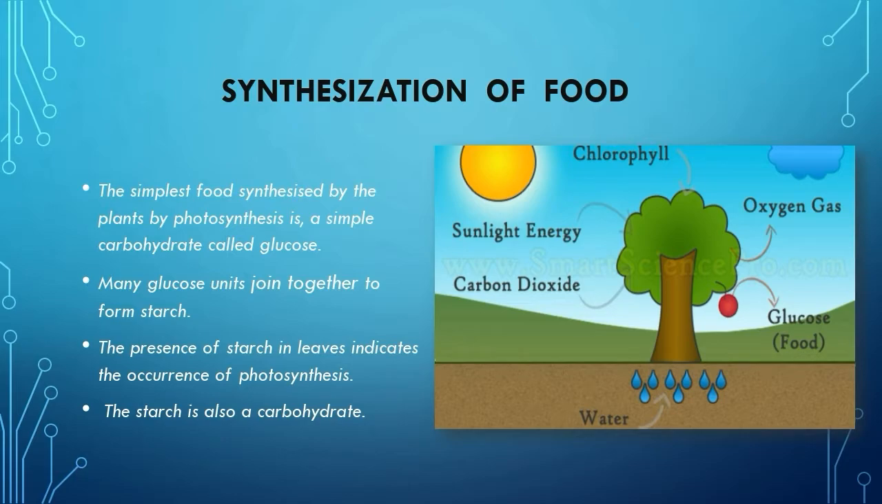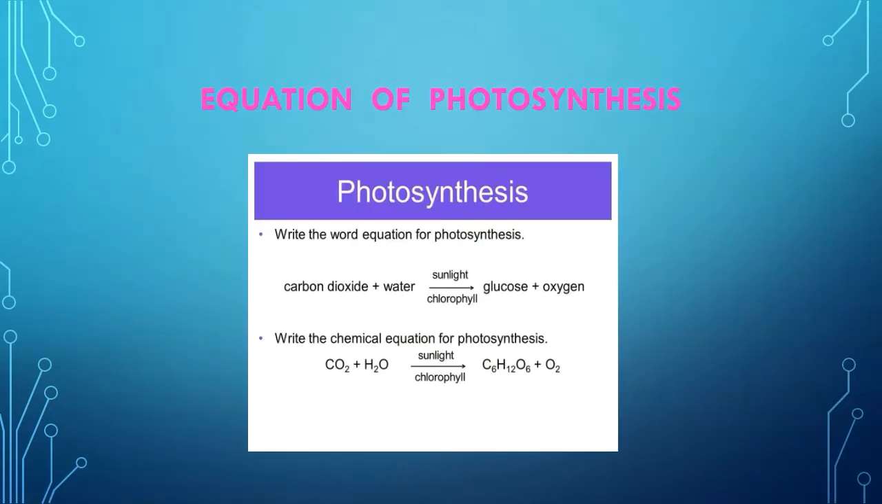Many glucose units join together to form starch. The presence of starch in leaf indicates the occurrence of photosynthesis. The starch is also a carbohydrate. Now let us see the equation of photosynthesis. The word equation of photosynthesis.